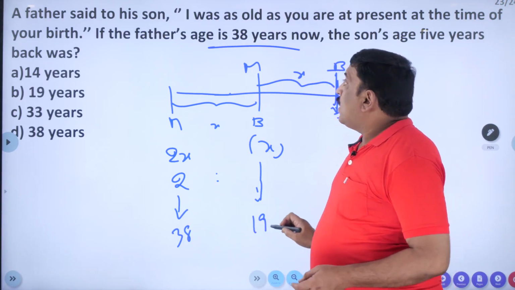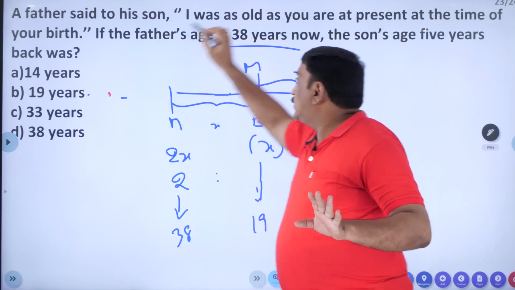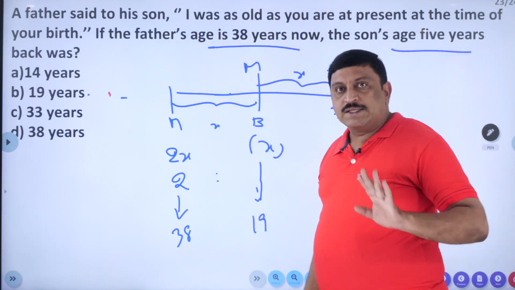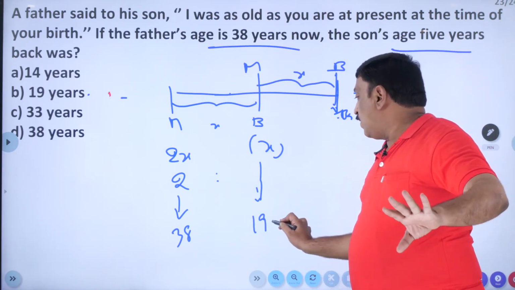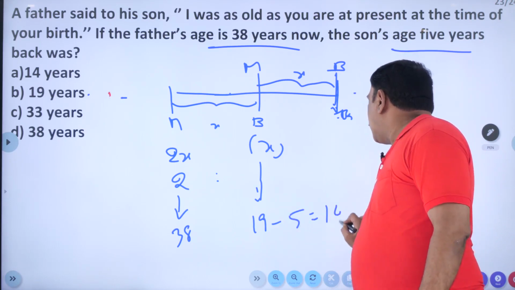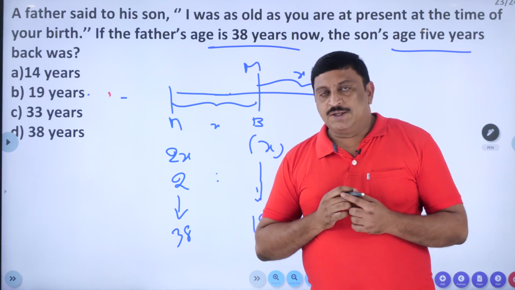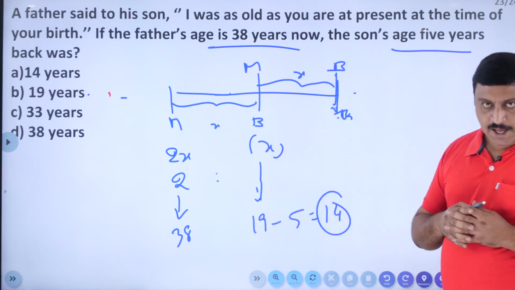19. But did they ask the present age? So here, don't go directly. Just see the son's age 5 years ago. So son's age 5 years ago will be how much? 19 minus 5. That is 14 years. Understood? So this is what the entire ages.